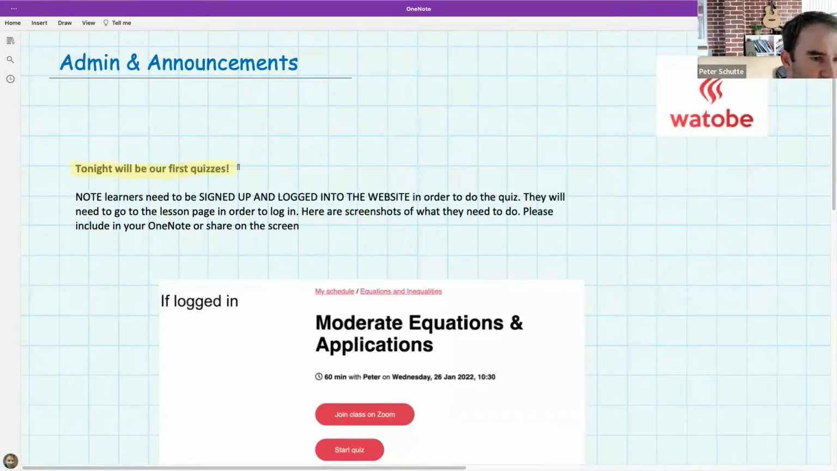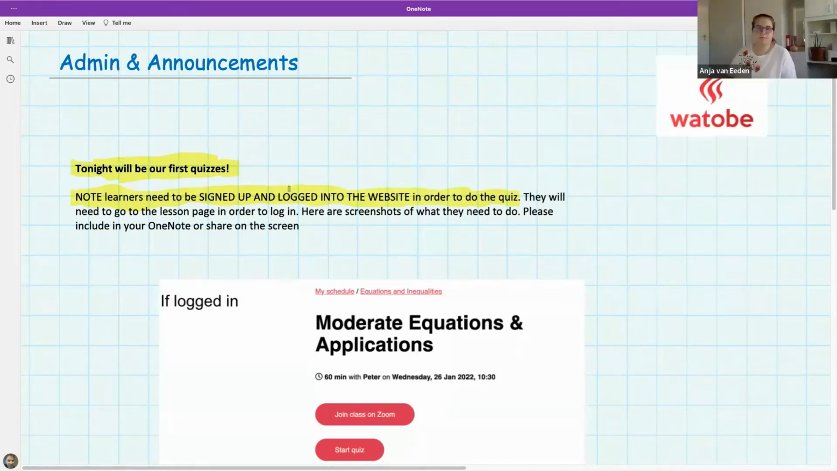Tonight will be our first quizzes. Note, learners need to be signed up and logged into the website in order to do the quiz. So this raises the question, how do you sign up on the website? Anya, I don't know if you want to maybe come in here. There was an announcement that we spoke about earlier. Could you explain to us what we need to do if students haven't already signed up to log into the website and what they need to do?